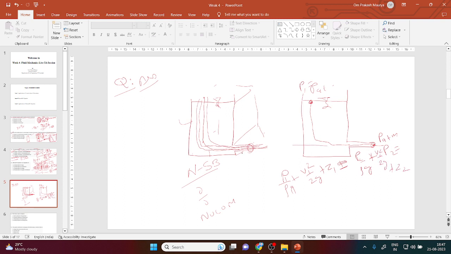If you take the datum at that location, your z2 is 0, but z1 is some height, maybe h. You just consider atmospheric pressure here and atmospheric pressure here, so both sides cancel. Velocity v1 is 0, so z1 is equal to what? v2 square by 2g.